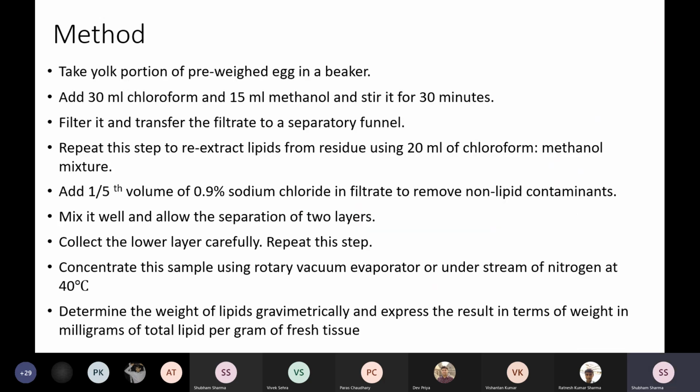Now let's go through the method. In the next slide, we will be demonstrating an entire video of how it is happening. But let's go through the steps one by one so that after watching the video, you will have a very clear picture about it.